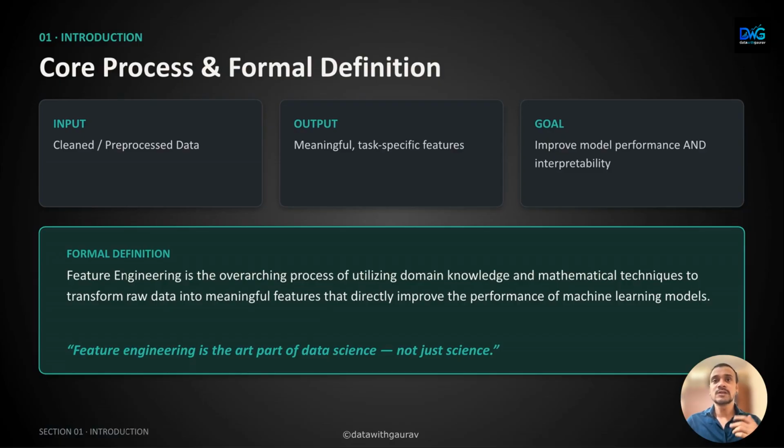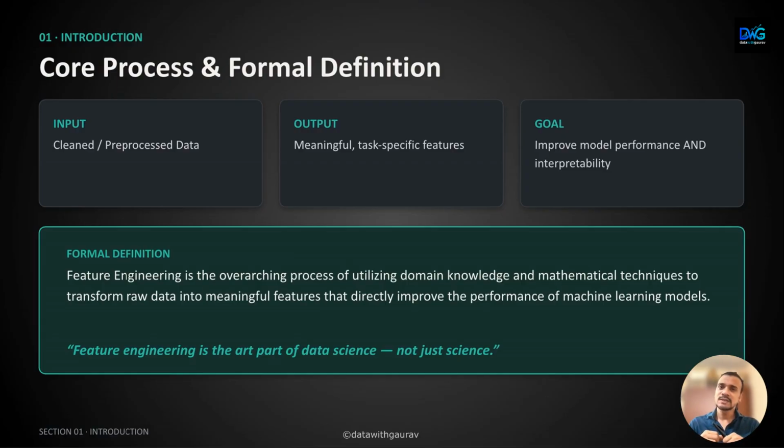The ultimate objective is twofold. First is to improve the model's predictive performance, and second, to make the model easier to understand and interpret by ensuring that the features capture the most relevant information out of that data. So formally, feature engineering is the process of using domain knowledge along with mathematical and statistical techniques to transform raw data into meaningful features that can improve the performance of machine learning models.